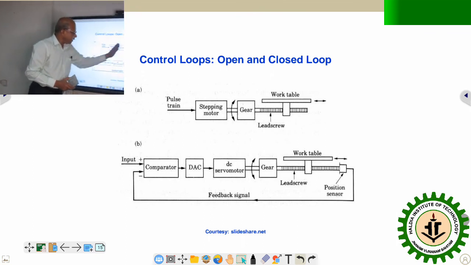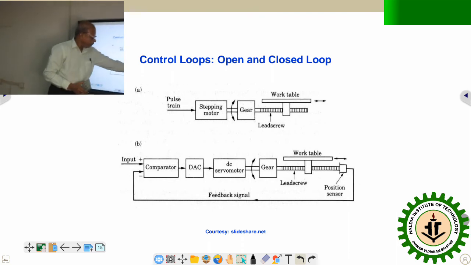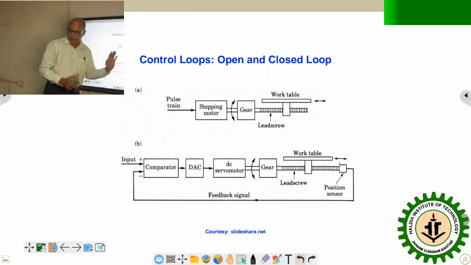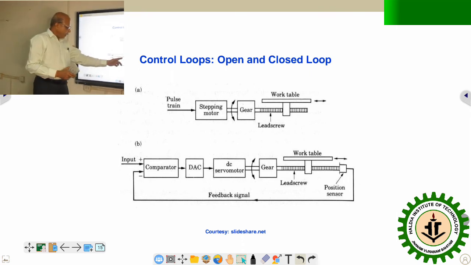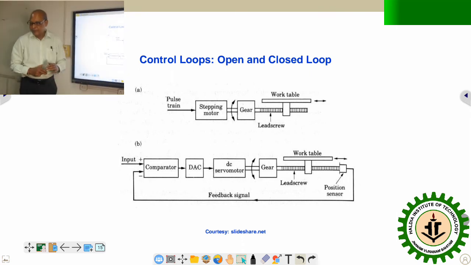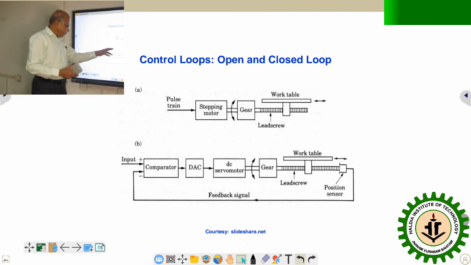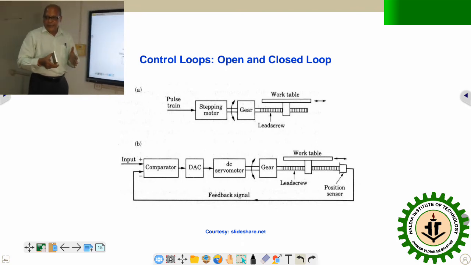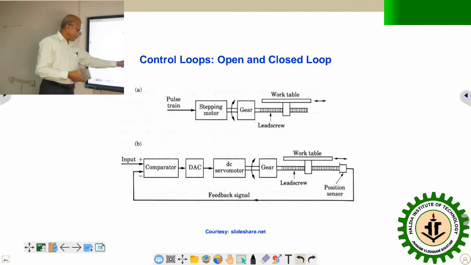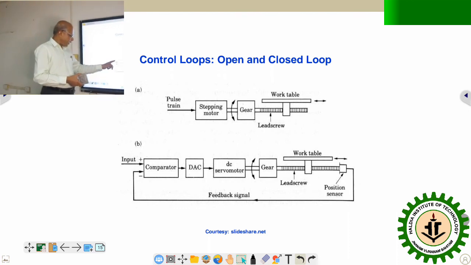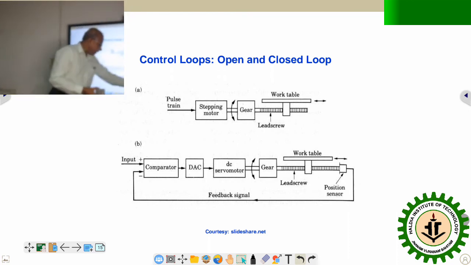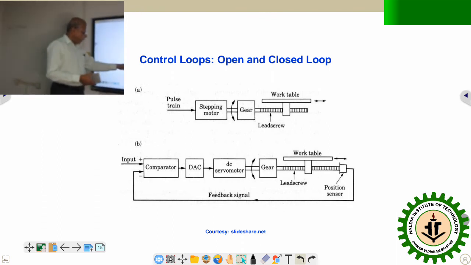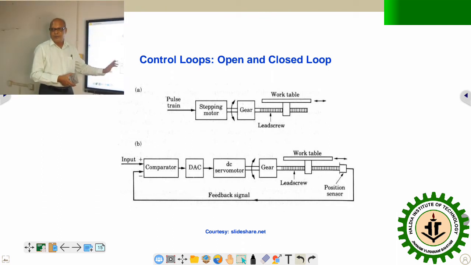You see, this much portion remains the same. That means this mechanical portion remains the same. Only thing, the stepper motor is replaced by the DC servo motor, and one digital to analog converter is there for conversion. And for continuous monitoring and taking corrective actions, one comparator is there. It has a plus counter and a minus counter. The signal which is captured by the position sensor is fed back to the negative counter for comparison.